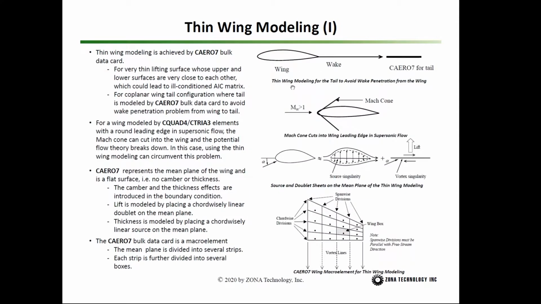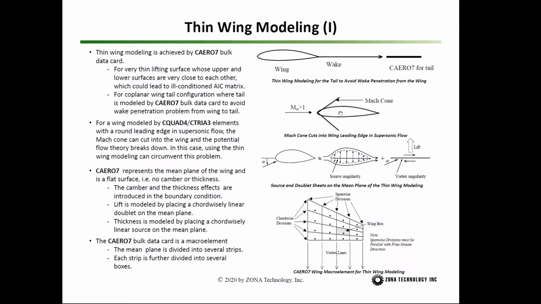And so if the thin wing modeling is achieved by using the CO7 card, so you have the wing, you have the tail. If they are coplanar, then it's better to model the tail using the CL7, because in the computational domain, CL7 is a flat sheet of surface, so it does not have the so-called wake penetration problem.